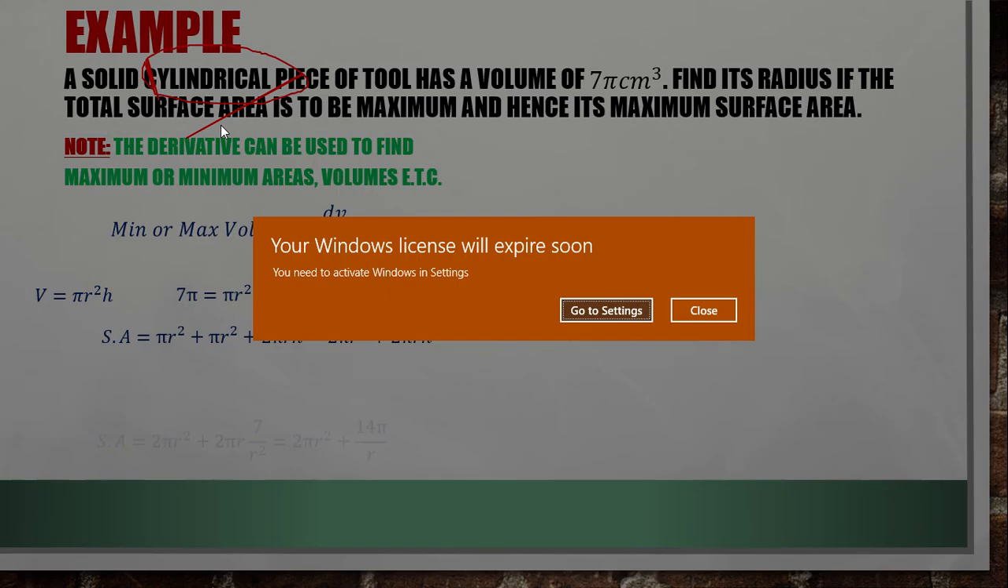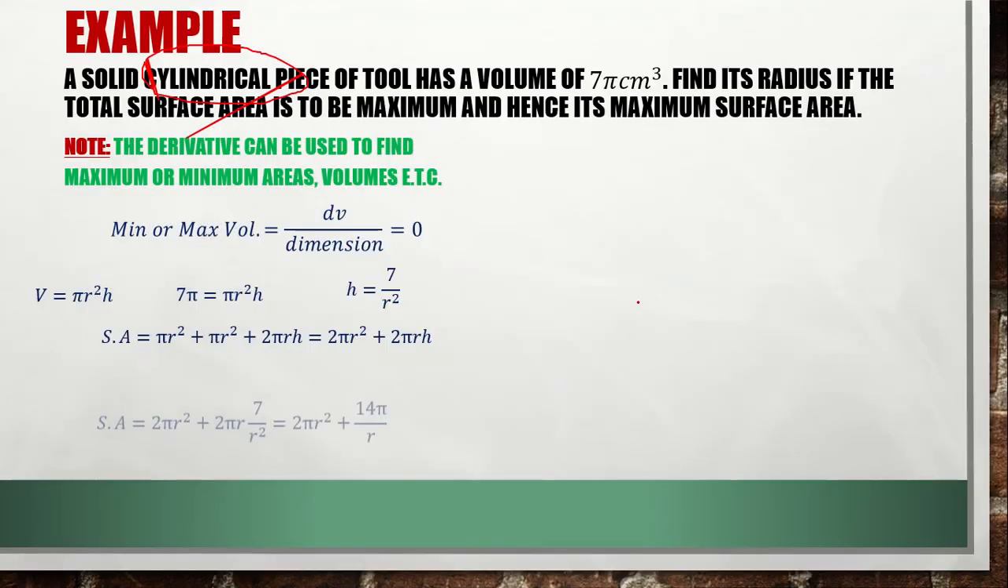Substituting now for h so that we have one type of unknown, a figure we can use to get our values. We can use either h or r, depending on what we substitute. For me, I've substituted for h. So if I substitute for h, I'll have 2 pi r squared plus 14 pi over r, whereby I believe you saw how r disappeared. The r cancelled with one r here, and it remained with this.